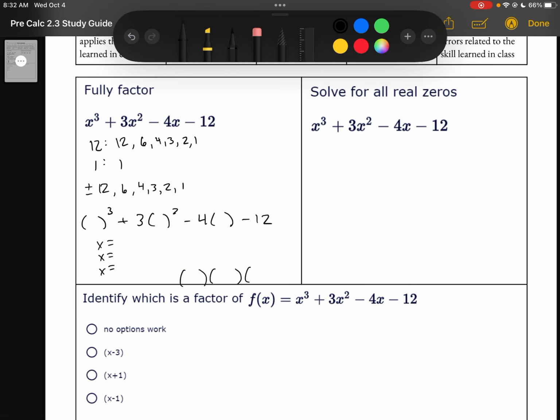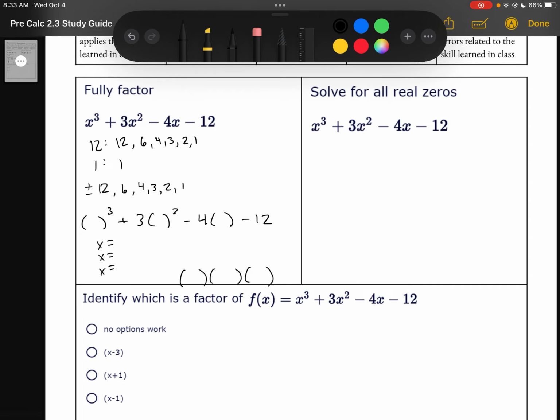The fully factored form is going to be opposite of those zeros. So for example, if you had x equals 5, your factored form would be x minus 5. So make sure that you do switch the sign for that. So I'm going to leave this question open. That way you can take some time and calculate.